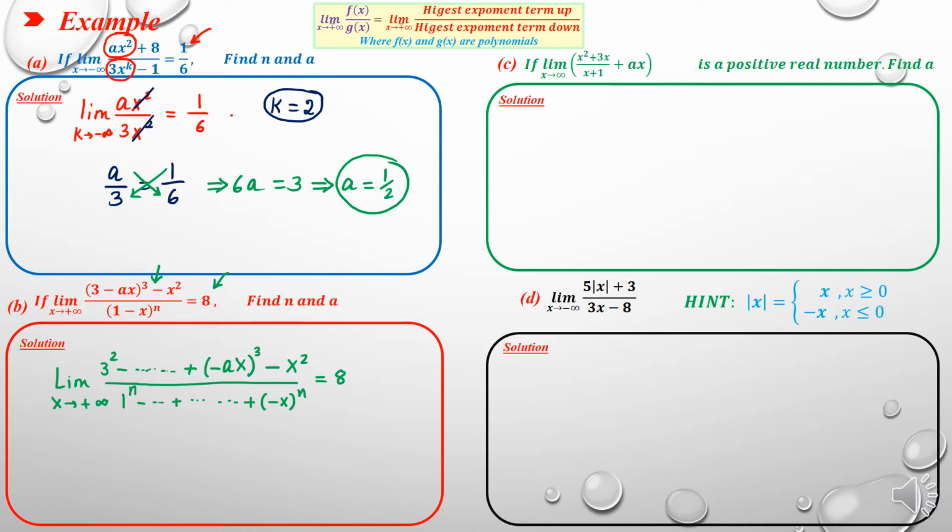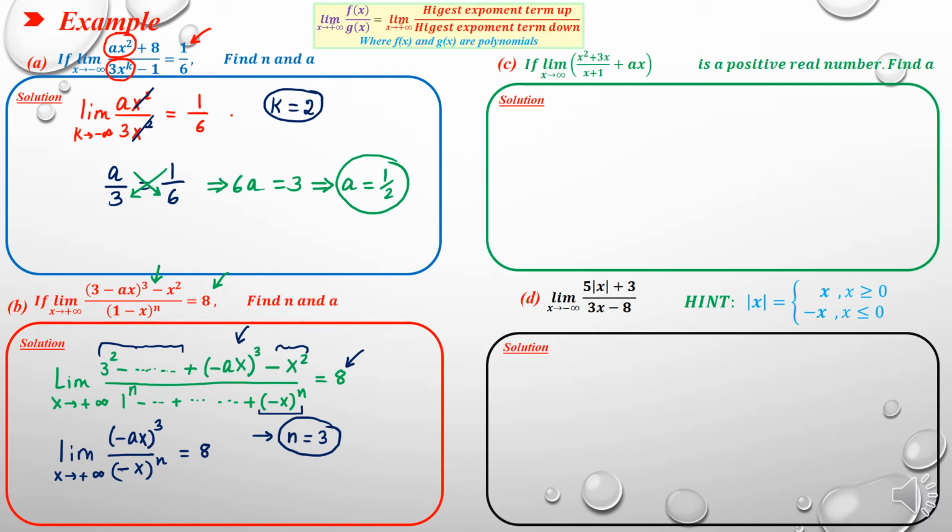So no need for these terms and for the term negative x squared, because you have to take the highest degree. So this will be the limit of negative a x cubed, cutting the other terms, and here in the denominator you only take this one, which is negative x to the nth power, when x goes to positive infinity, and this equals 8. Now, since the limit equals a real number, this means the degree up equals the degree down. So n equals 3. This is the value of n.